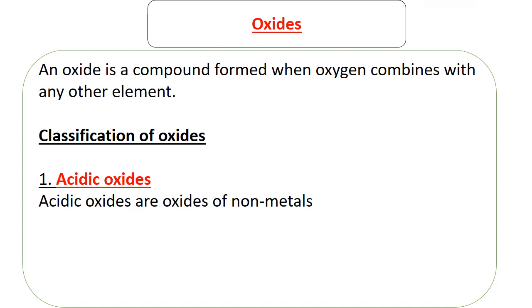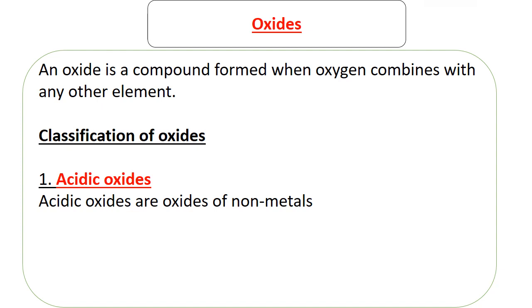Acidic oxides are just oxides of non-metals, but actually this is not a good definition. Let me just say that again. Acidic oxides are oxides which, when dissolved in water, form acidic solution. So if you have been given an oxide, then you dissolve it in water and it gives you an acidic solution, then that is an acidic oxide.